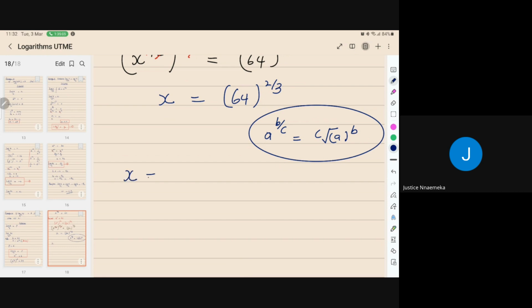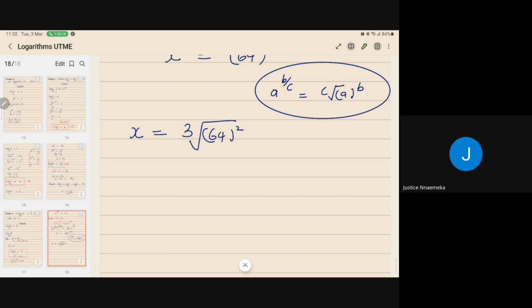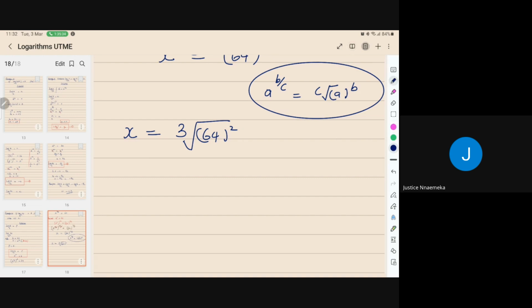So this means that x is equal to the cube root of 64. When I get that cube root, I will now square it. Now, which number will I raise to the power 3 to get 64? Is there a number like that? That's cube root of 64. Any number like that? That will give me 4. Yeah. 4 raised to the power 3 will give me 64. So that means that x is equal to 4 raised to the power 2. So that x is equal to 16.